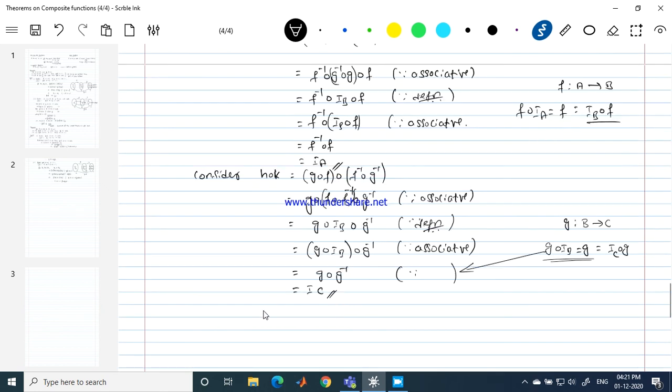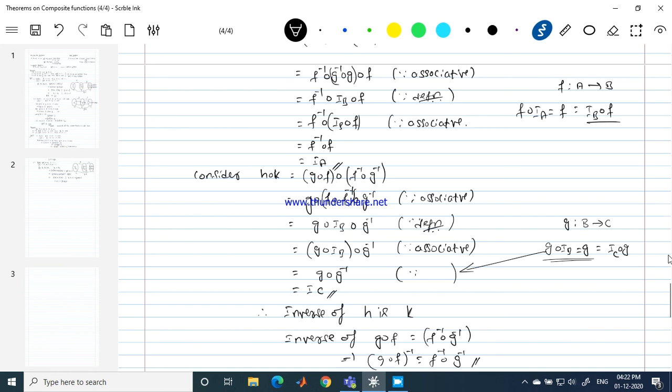We proved it. Therefore the inverse of H is K, that is, the inverse of F composition G is equal to G inverse composition F inverse. Therefore F composition G whole inverse is equal to G inverse composition F inverse. So this is what we had to prove in this case.